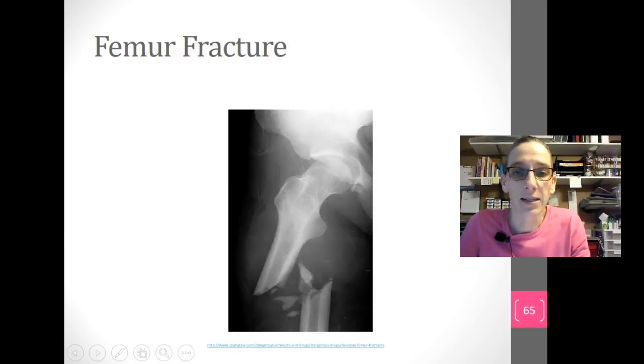All right, here is an example of a severe femur fracture. If you can see this, you can see the little chips of bone that have broken off. All right, that is a significant fracture.